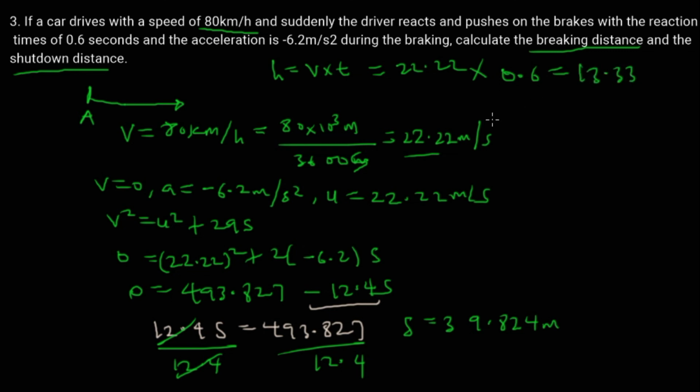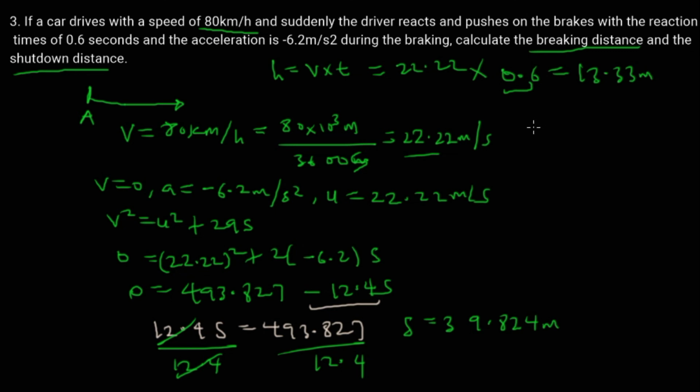So the thinking distance is always very small due to the reaction time. The reaction time is always small as well, because it requires a very little amount of time to react before you press the brake so as to avoid hitting the person ahead or colliding with the object ahead.